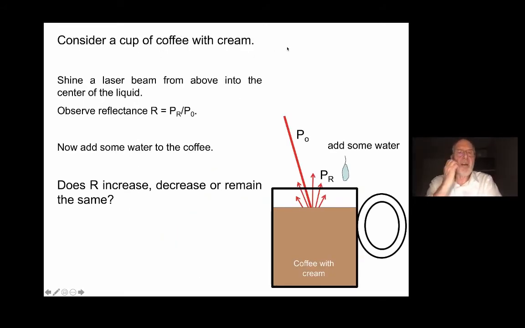So let's consider a cup of coffee with cream. And let's shine light on it and measure the reflectance coming off the coffee. Or let's look at it with your eye, and your eye is seeing the color of the coffee, and that's the eye's way of making a measurement of reflectance. Now let's add some water to the coffee. What happens to the reflectance? Does the reflectance increase, decrease, or remain the same? What do you think? You're diluting the coffee. Is it going to increase, decrease, or remain the same?